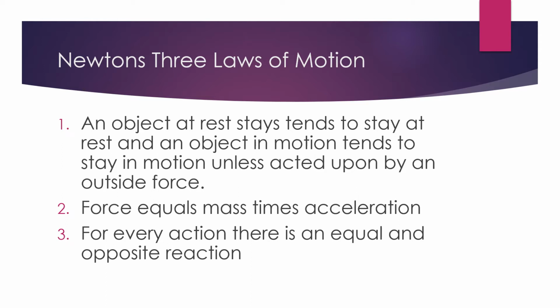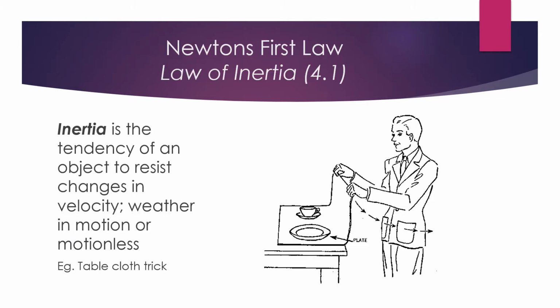So what we're going to do is look at each of these laws a little more closely and some examples of each. So Newton's first law. This one is also known as the law of inertia. And inertia is the tendency of an object to resist any changes in motion. Okay, so this is the reason that the tablecloth trick can work, because inertia basically is saying that an object doesn't want to move. Right? An object at rest wants to stay at rest. An object in motion wants to stay in motion.